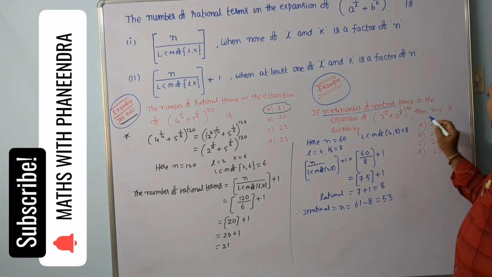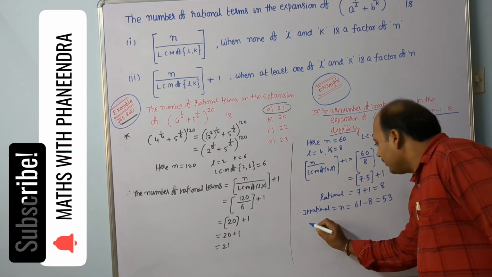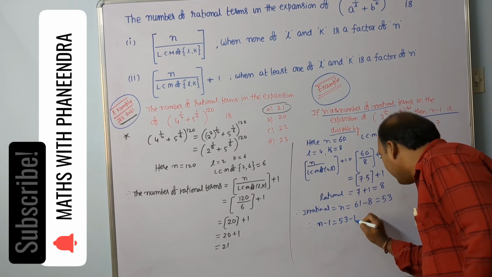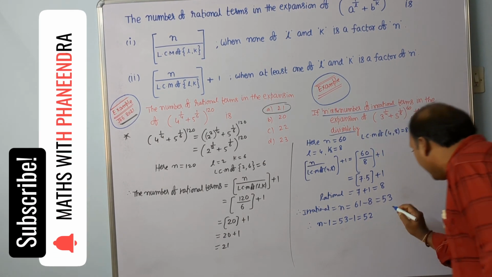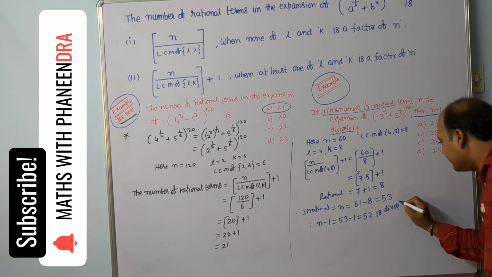But they are asking, the question is that n minus 1 is divisible by. Therefore n minus 1 is equal to 53 minus 1, which is equal to 52. 52 is divisible by, among the options we need to verify, students.